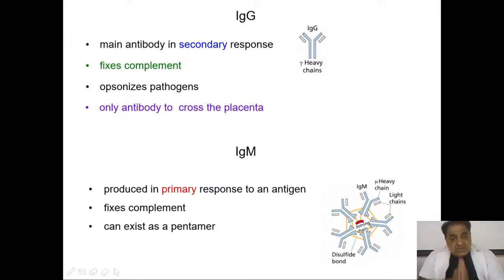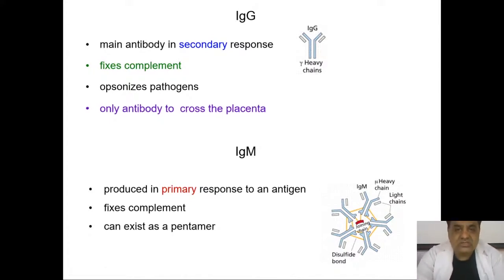IgM response is a primary response to an antigen. IgM also, like IgG, can fix complement, and this IgM often exists as a pentamer. You know that from your earlier classes.